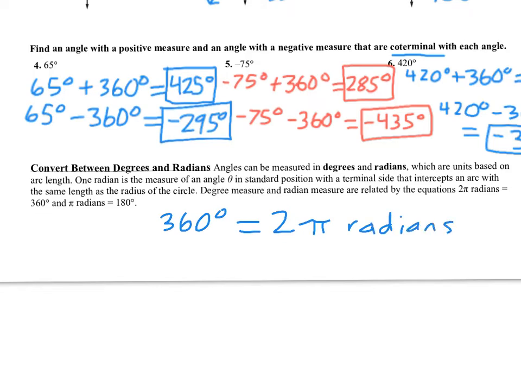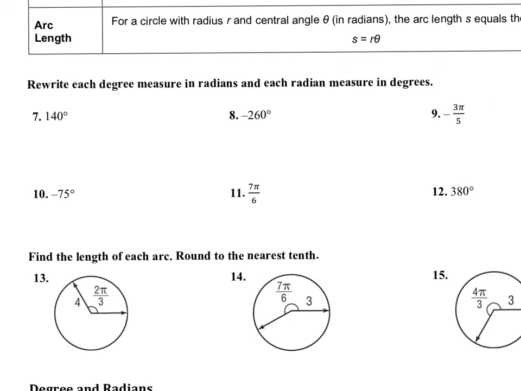And if you divide both of these numbers by 2, half a circle is 180 degrees, which is equivalent to pi radians. And we're going to use this to convert back and forth between degrees and radians. So on the front of the notes, we just learned that pi radians is equal to 180 degrees. So this is going to be like dimensional analysis.